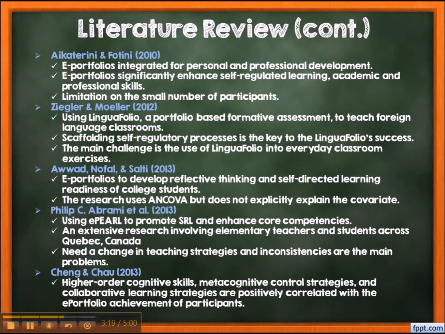And the last one is from Cheng and Chau. High-order cognitive skills, metacognitive control strategies, and collaborative learning strategies are positively correlated with the e-portfolio achievement of participants.